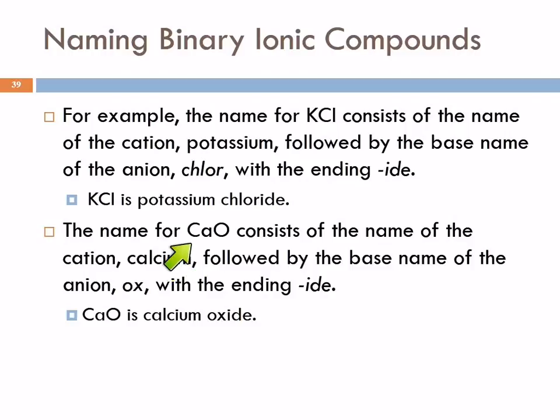CaO, we've got 2 elements here. We've got calcium and we've got oxygen. Calcium, we have to ask ourselves, is this going to need a Roman numeral? Is calcium in groups 1A, 2A, 3A, zinc, or silver? Yeah, it's in group 2A. Doesn't need a Roman numeral. We don't want to write extra junk in here. And then oxygen changes the ending of its name to oxide, and we have calcium oxide.